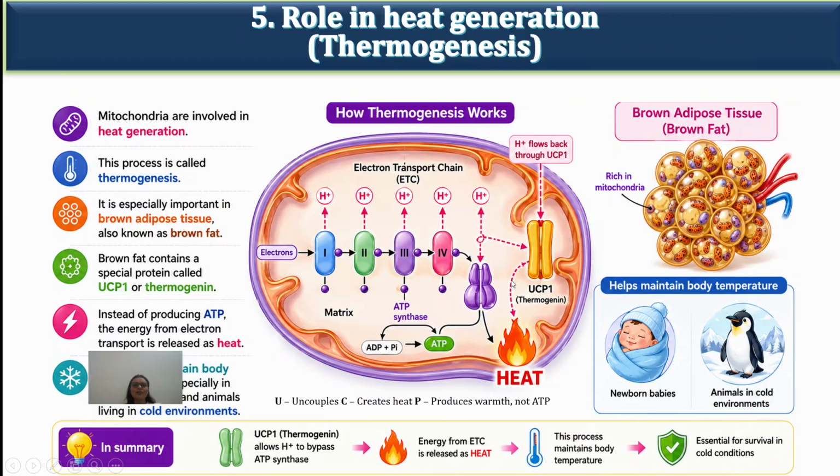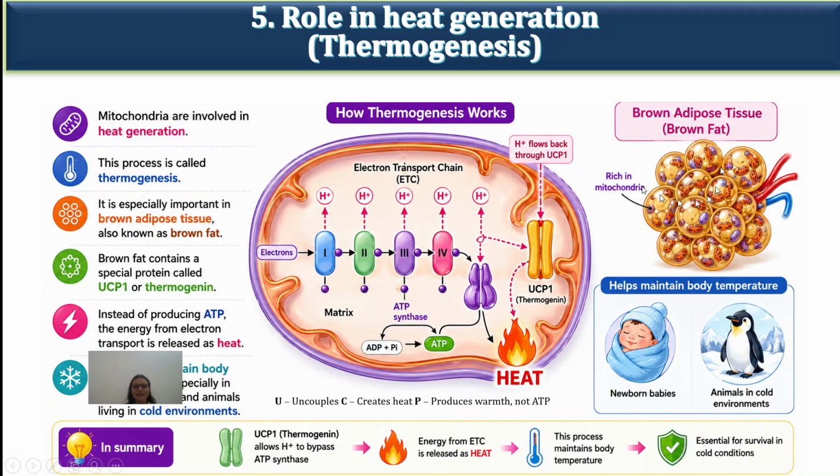Okay, one most important task it is involved in is heat generation, and this heat generation we call the thermogenesis process, right? It is especially important in brown adipose tissue. You can see here this image is of brown adipose tissue. We also call it brown fat. Why is it brown fat? Because this adipose tissue is rich in mitochondria. That's why it looks like brown fat tissue, right?